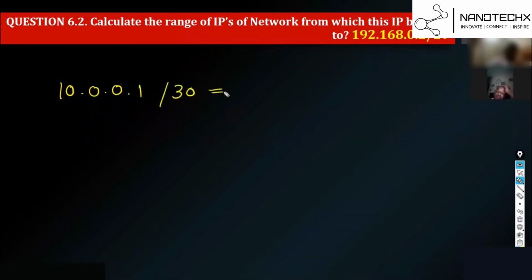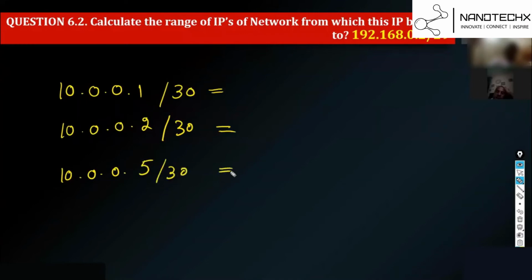10.0.0.1/30. So what is the range of this one? And will it make any difference if I give you this IP address as well, /30? Will they give us the same range or a different range? And if I give you 10.0.0.5/30, okay, all of them are the same, you are saying, right? How about the third IP address? Is it the same or different?